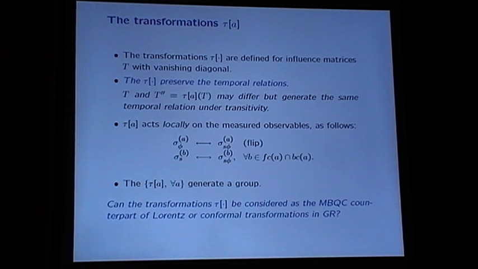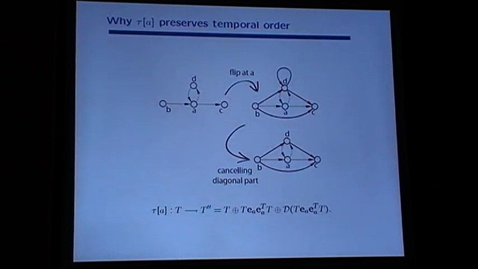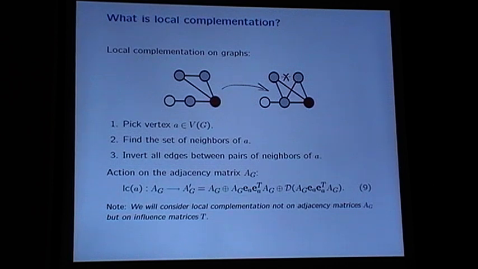So the end of this is that we end up with a transformation that preserves temporal relations, that acts locally on the measured observables, and that generates a group. And the question that we're asking is whether this justifies us to call this a measurement-based quantum computation counterpart of the Lorentz or conformal transformations. So I understand that this last part was a little bit quick, but I just wanted to give you a glimpse at what we are looking at. So this was a proof of why it preserves the temporal relations. Let me just skip ahead to my conclusions here.